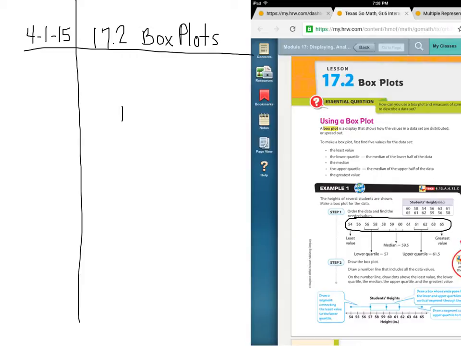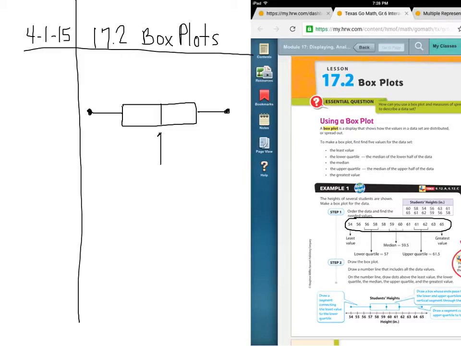It's a rectangle, and it has a line. And then you have a line going out this way with a dot, and a line going this way with a dot on the end. Okay, so draw this into your notes, and now let's label what each part is.